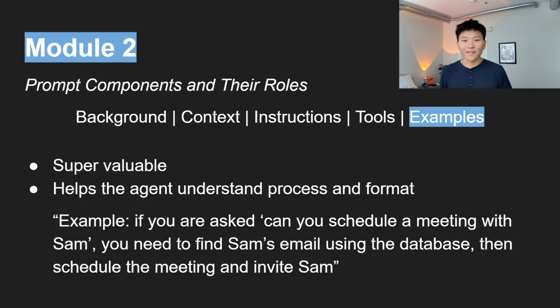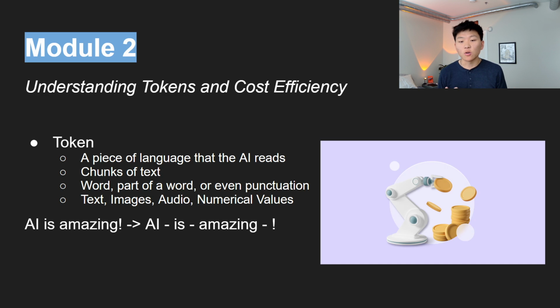So yeah. Next, we're going to talk about tokens, understanding tokens and cost efficiency when it comes to tokens. A token is just a term that's central to understanding how prompts work and how AI processes them. In the simplest terms possible, a token is just a piece of language, a unit of data that the AI is going to read and understand what you're asking for.